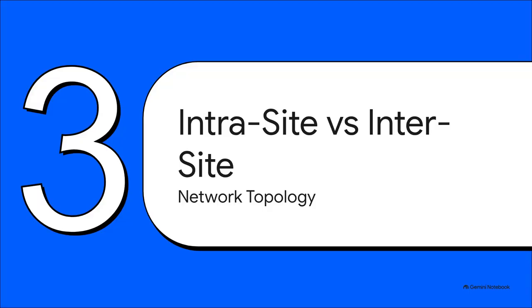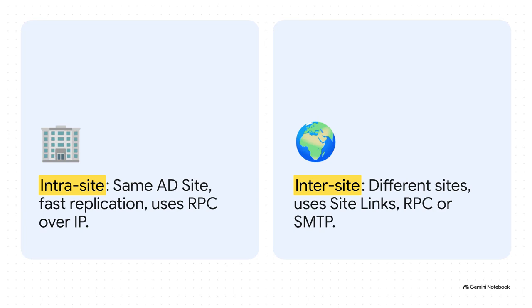Section 3. Intrasite versus intersite, navigating network topology. Now, what's really interesting here is how physical geography completely shifts the game. First up, we've got intrasite replication. This is happening between domain controllers in the exact same AD site. Think the same physical server room or office building. It's built for pure raw speed, running RPC over IP. But then, on the flip side, we have intersite replication. This is for DCs in totally different locations, say Tokyo and Toronto. For this, Active Directory actually uses site links to carefully throttle and manage bandwidth, and it can even fall back to SMTP if it absolutely has to.